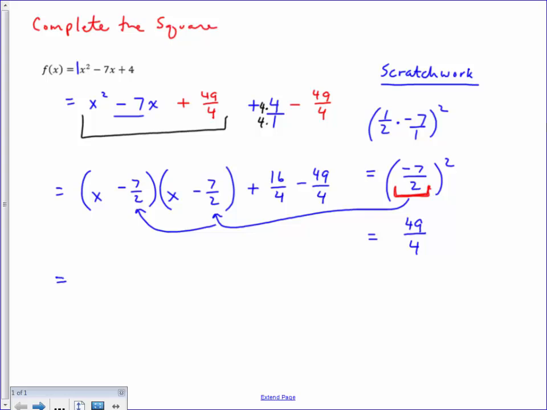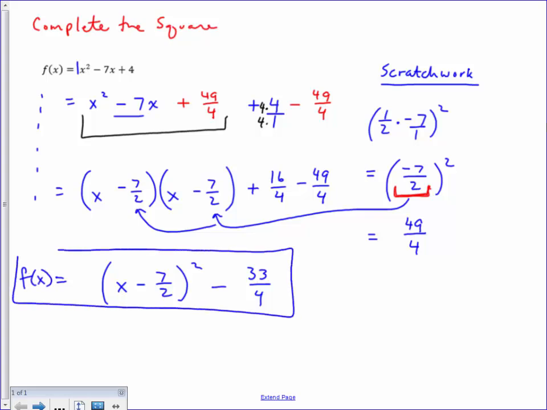And then on the next step down I'll combine the terms. The 2 binomials are the same, and so we will write this as x minus 7/2 squared. And then we want to combine the 16 over 4 minus 49 over 4, which is 33 over 4. Okay, pull down the f of x notation. And so this is our function that we have completed the square on.